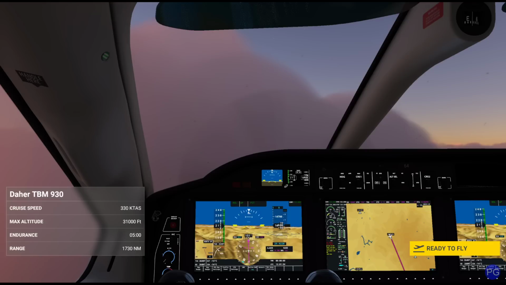Hello everyone, in today's video we're going to start taking a look at some of the non-standard approaches. We're going to be starting that non-standard approach with the localizer approach, which is basically an ILS approach with a little modification in that you have no glide slope. So let's go ahead and take a look at our situation today.